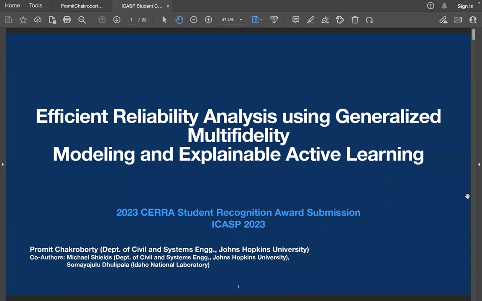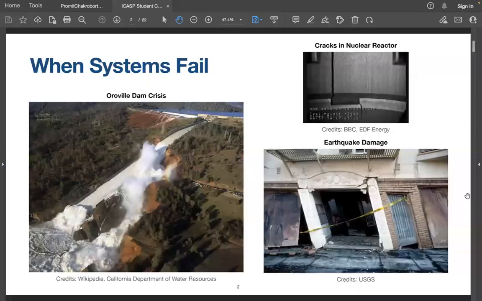This presentation is my submission for the Student Recognition Award at ICASP 2023 and is titled Efficient Reliability Analysis Using Generalized Multifidelity Modeling and Explainable Active Learning. This work was done in collaboration with the Idaho National Laboratory, and I would like to thank my co-authors, Professor Michael Shields and Dr. Som Dolipala.